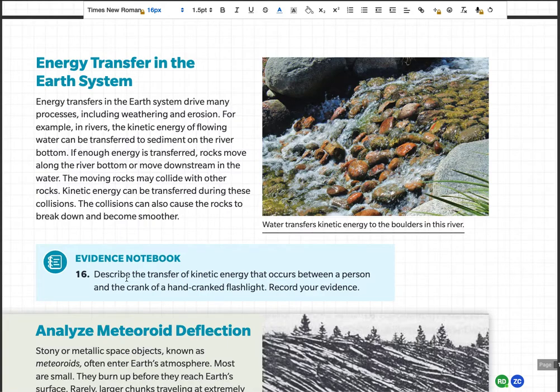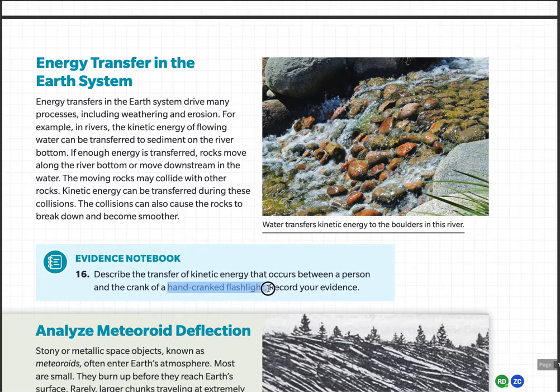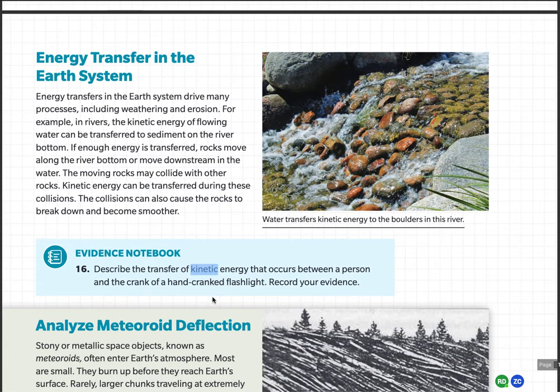This says, describe the transfer of kinetic energy that occurs between a person and the crank of the hand flashlight. Record your evidence. So, I kind of said this at the beginning, but if you are hand cranking a flashlight, that is mechanical energy, right? You're physically moving this hand crank, and then it's getting turned into electrical energy in the flashlight, because the hand cranking is the kinetic energy of your hand moving, and then it's moving gears and things inside that will generate the electricity.